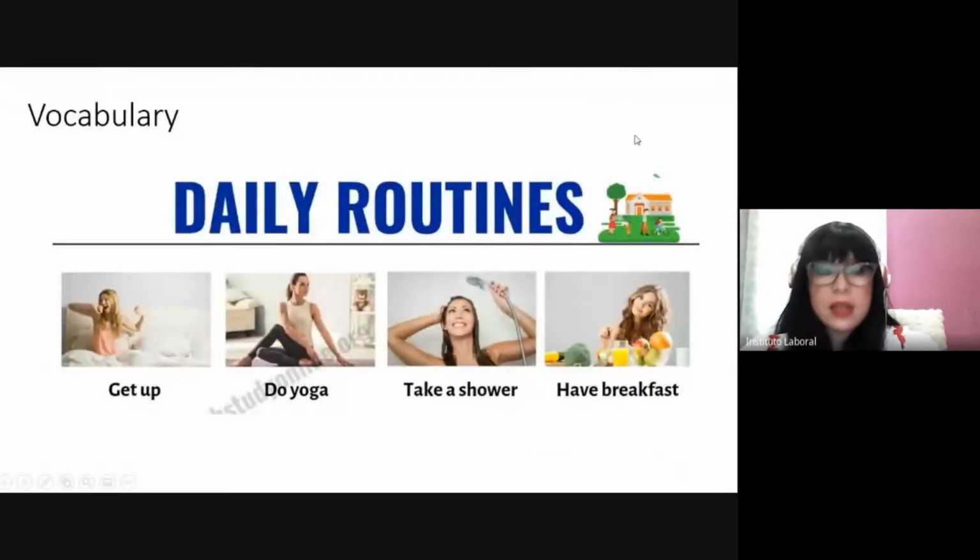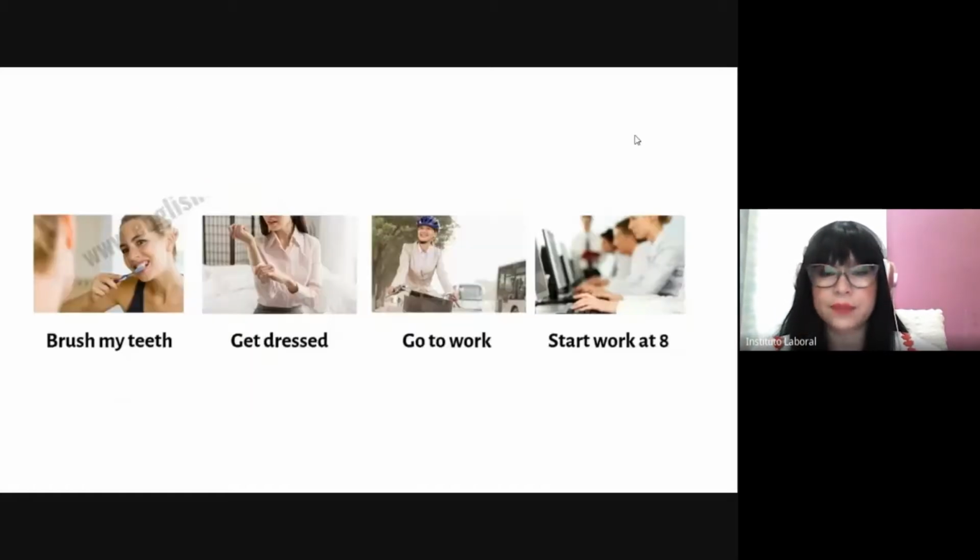Daily routines are linked to actions or verbs. Get up means despertarse, levantarse. Do yoga or do exercise. Take a shower, have breakfast. Get up, do exercise, take a shower, have breakfast. Take a shower, tomar una ducha. Have breakfast, desayunar.